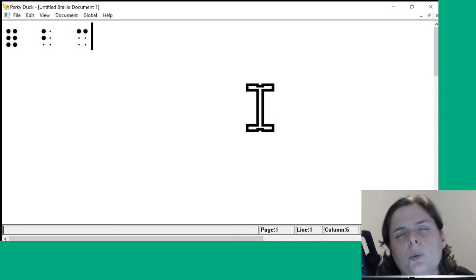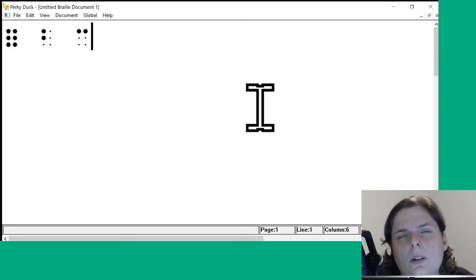Now, once we get into Braille more, some symbols do change their meanings depending on where they are in the word. There's one certain symbol that is a period if it's at the end of the word, but if it's at the very beginning of the word, it's the dis sign.